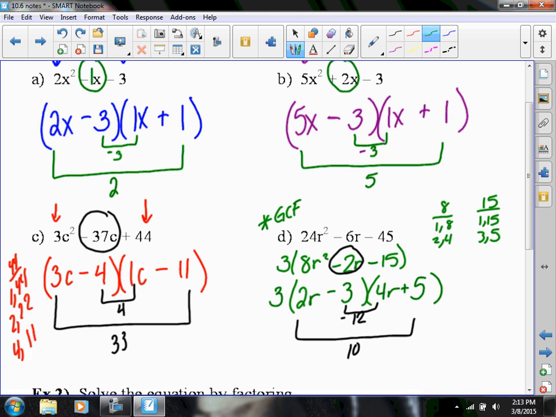Now, even if you didn't take out a GCF first, you could still factor. You would just have bigger numbers. You'd probably be dealing with 12 and 15, like 12 and 2 and 15 and 3 as factors of 24 and 45. But if you take out the GCF, then you have smaller numbers to work with.